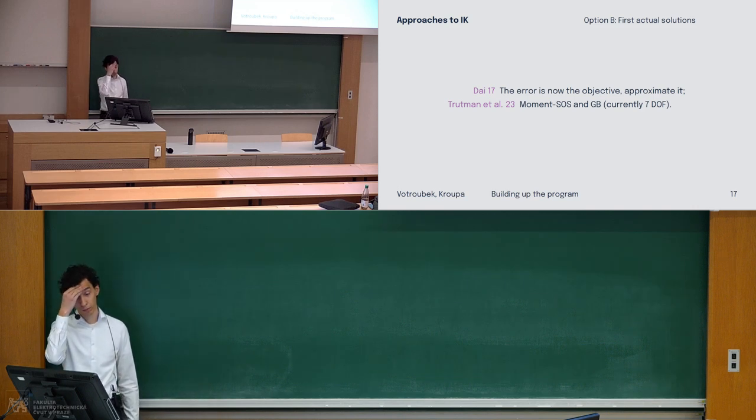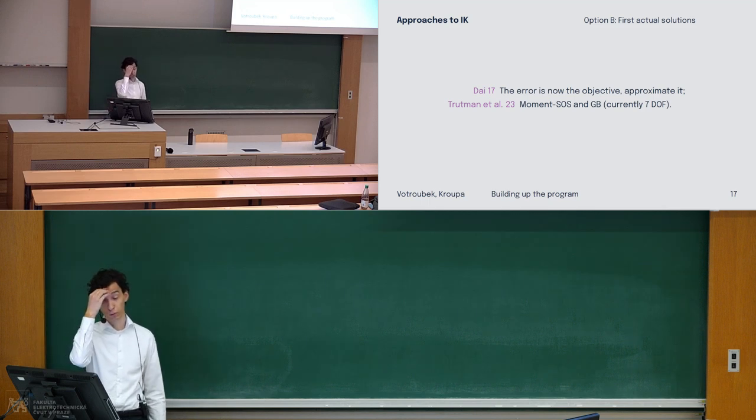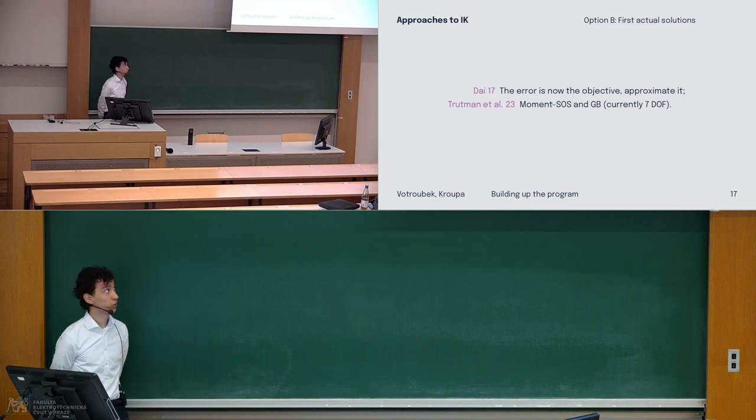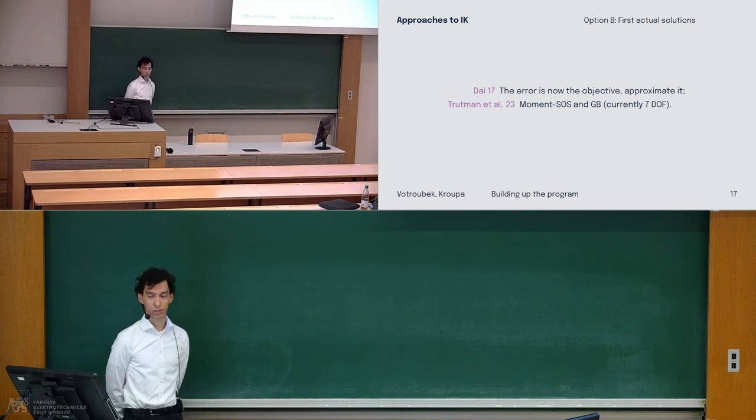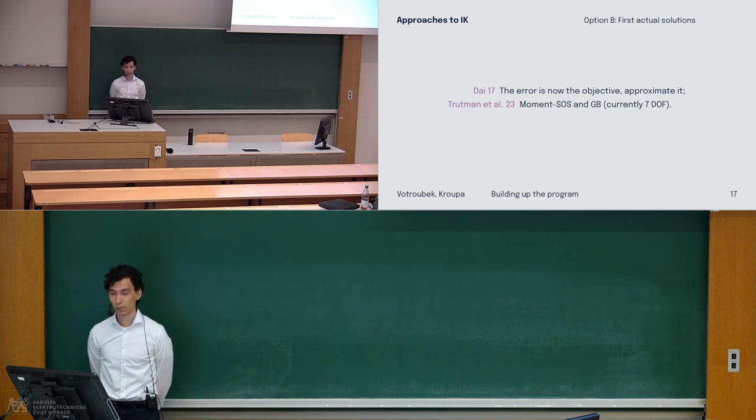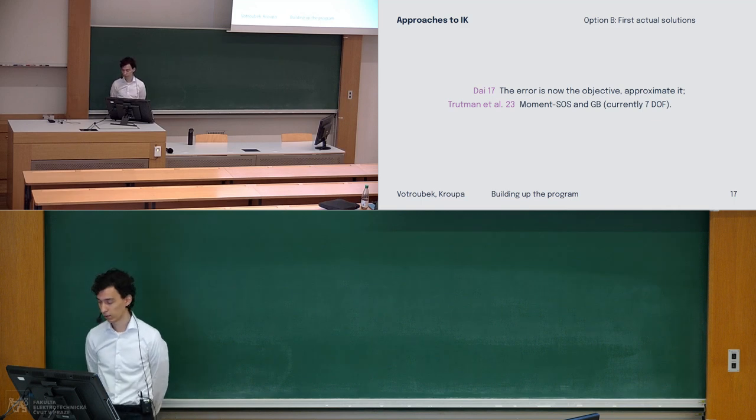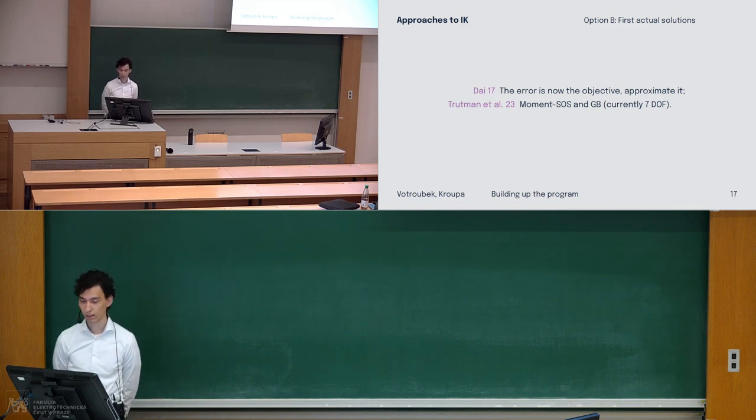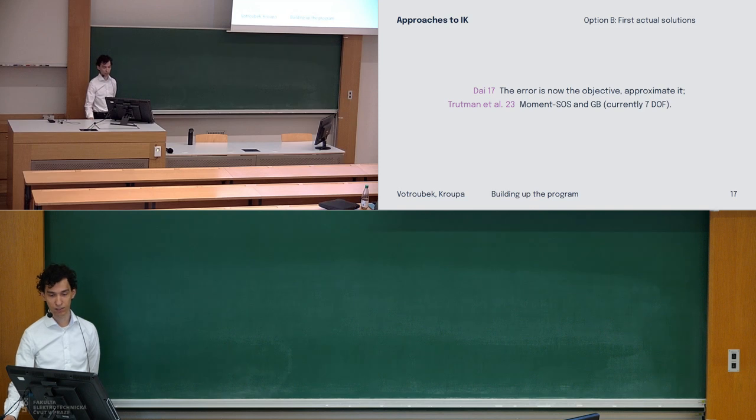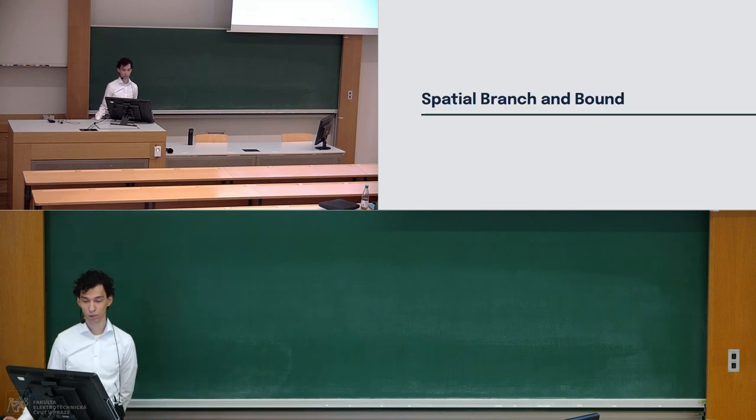Now, even more relevant than that is a paper by Trutman and Paidla, which our paper is a follow-up to, who tries to approach this problem using polynomial optimization, Lasserre hierarchies, and Gröbner bases. Now, this is currently limited to 7 degrees of freedom, even though Paidla would tell you that it technically isn't. But I'm going to show you a method that actually isn't, which is based on spatial branch and bound.